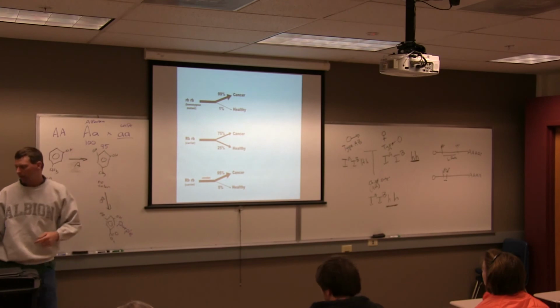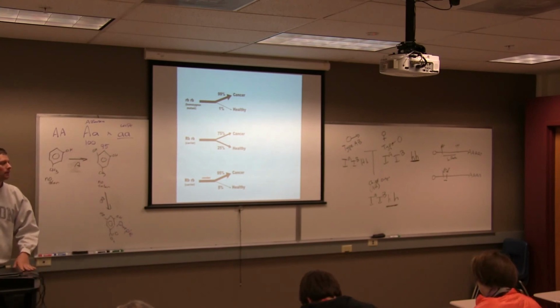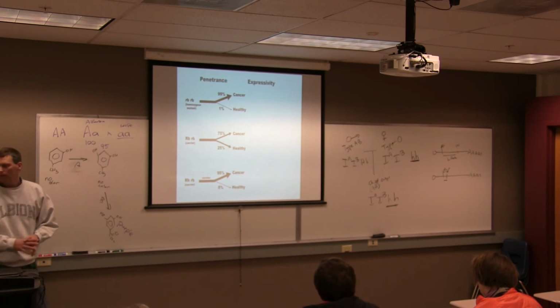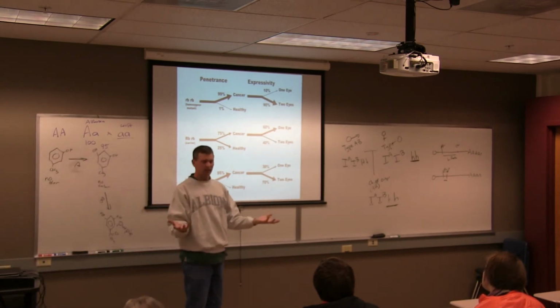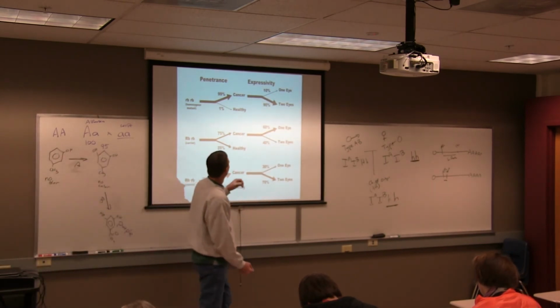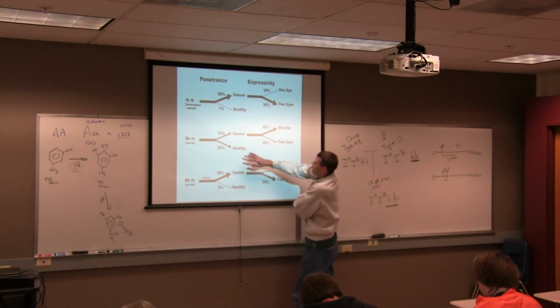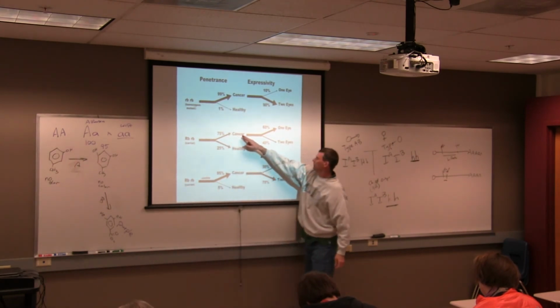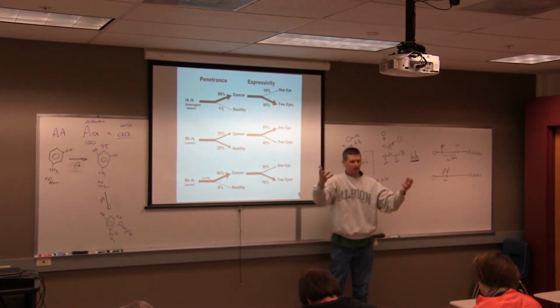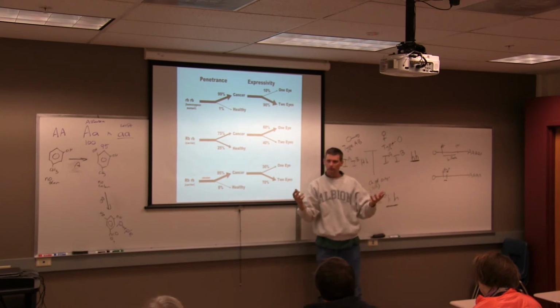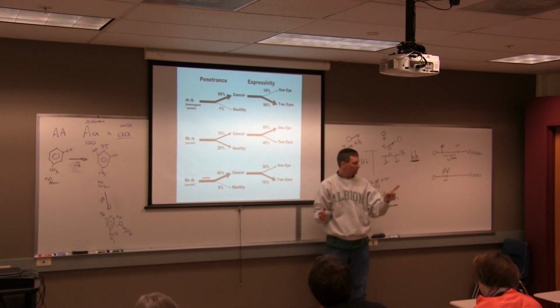Let's talk about expressivity. Expressivity is individual. Penetrance population, expressivity individual. So let's look at expressivity. Expressivity is how intense it is in one person. Of the 75% that are going to get cancer, some people just get cancer in one eye, some people get cancer in both eyes. How intense it is. Is it just one eye or is it both eyes? Okay? In the single individual.